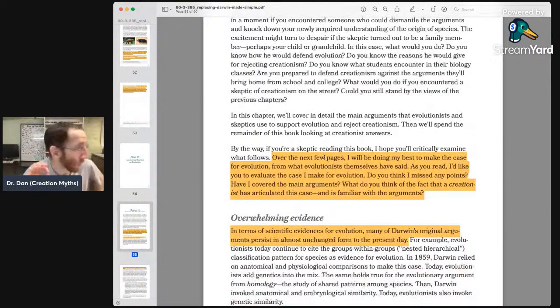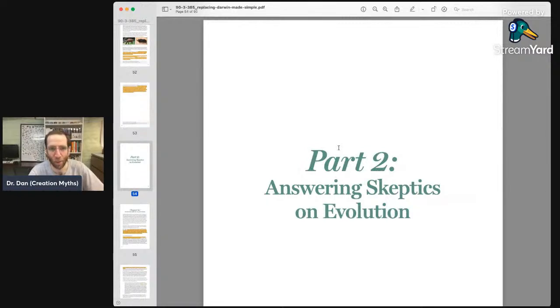I love this because now we're in part 2. Actually, I should have skipped over this. Part 2, answering skeptics. So he's going to say, here are the counter arguments and here's why they're wrong. He's setting up part 2 of this book, most of the second half of this book, to say counter arguments and why they're wrong. Let's see how he does.